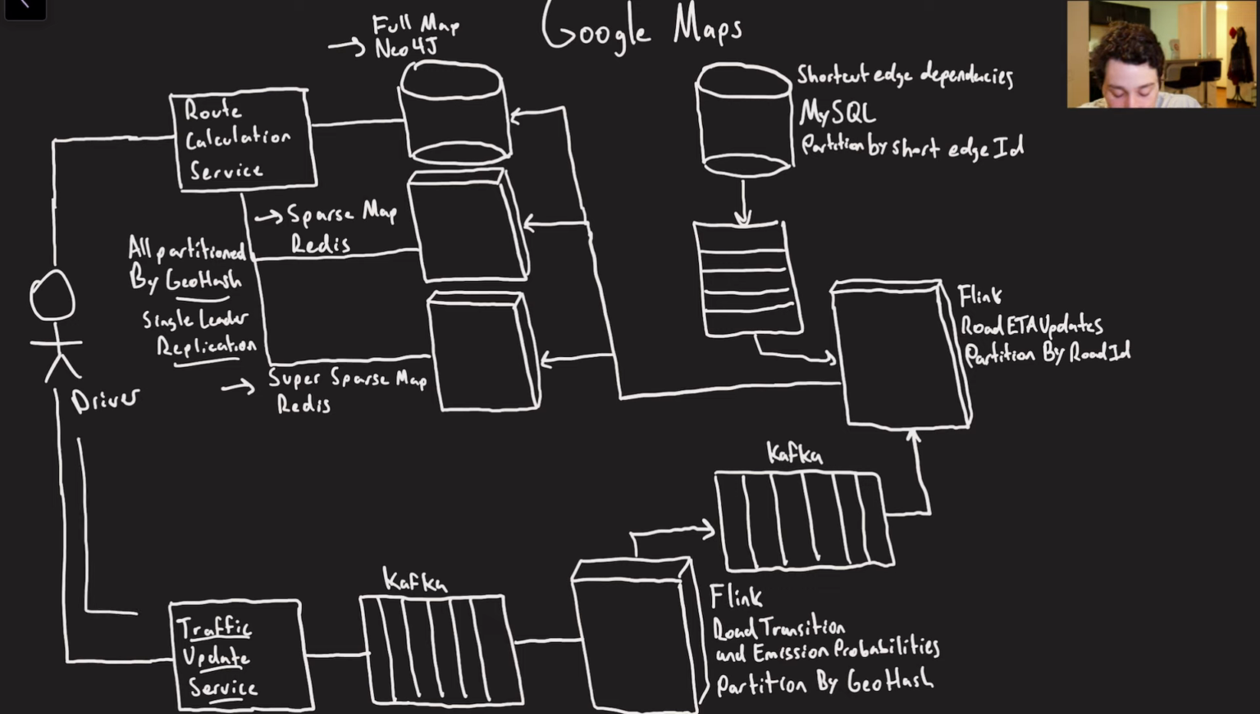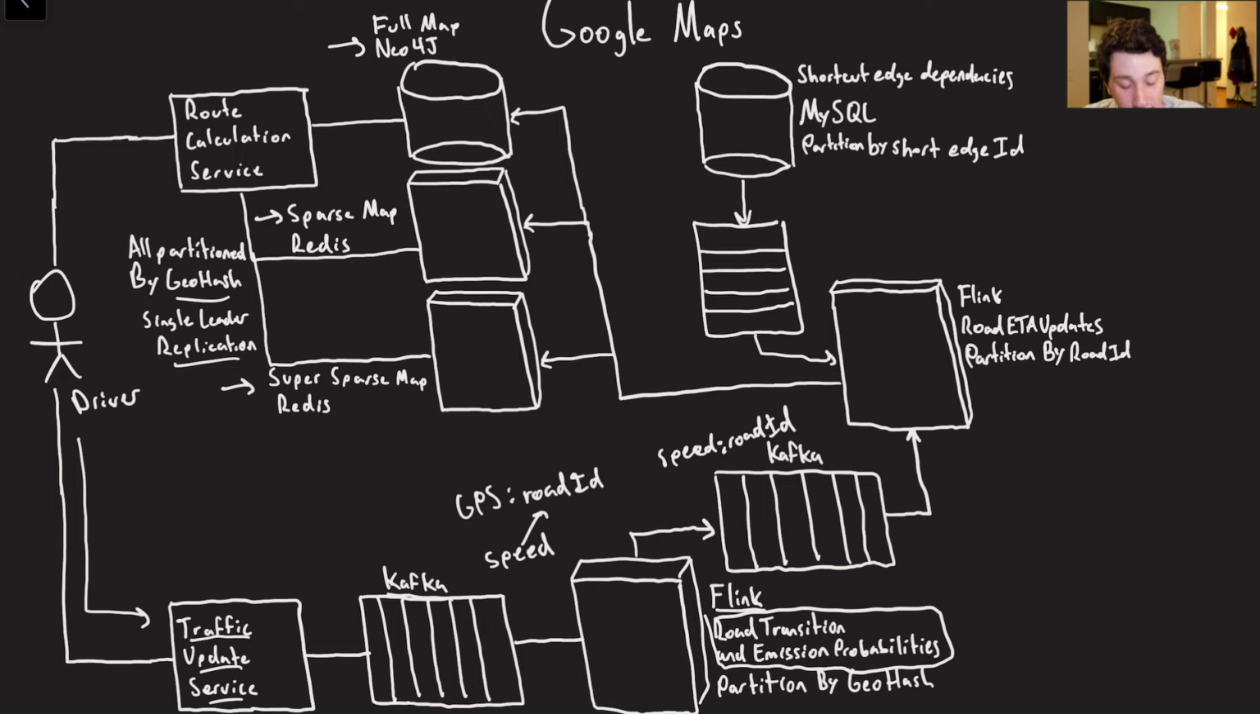The next piece of that is once we're actually driving, we want to be hitting our traffic update service. So the point here is that this guy is constantly sending pings via GPS signals. Now the first thing that this is going to do is go into Kafka and subsequently into Flink. Now this is where we're going to bring back in the service that we introduced in our Uber video, which is going to be all of our road transition and emission probabilities so that we can basically calculate a GPS signal and then convert it to a road ID. And then now, all of a sudden, we can basically say, oh, we have a given speed for that road ID, and we're putting the speed for the road ID into Kafka.